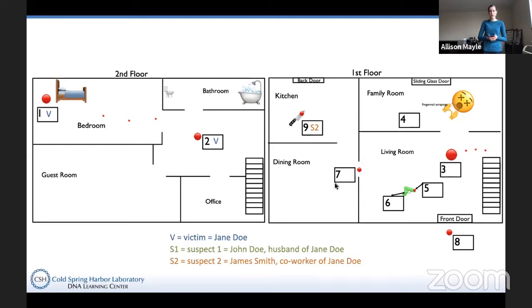All right, let's move on and look at evidence 3 and evidence 4. Evidence 3 is some more blood that was found on the first floor of the home. And evidence 4 is fingernail scrapings. So if you don't know what fingernail scrapings are, this is like if someone had scratched another person or themselves and got some skin cells underneath their fingernails. Investigators could scrape those skin cells out and extract DNA from them.